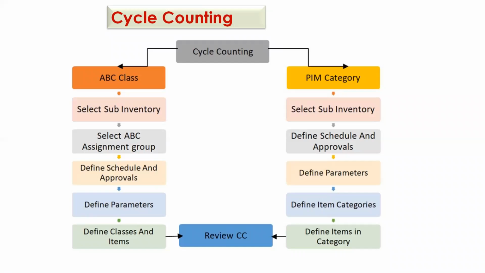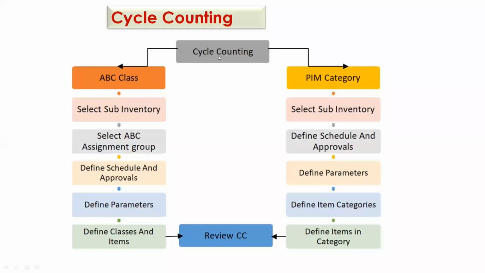Whatever we discussed as of now is based on ABC classes, right? If you see the slide, first we defined and segregated our data as what falls under A class items, B class items, and C class items. Once you define all your ABC classes, you divide your items into A, B, and C class items. So before starting cycle counting, you must complete all the ABC class related setups.